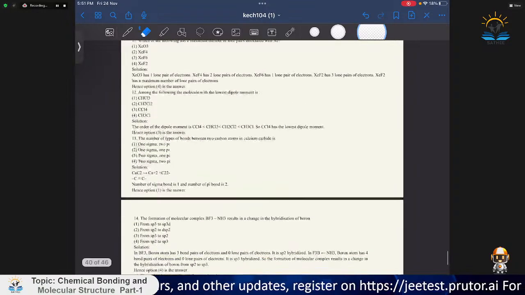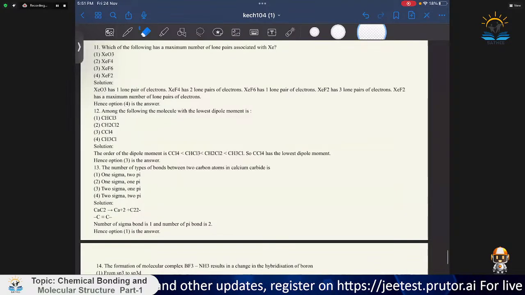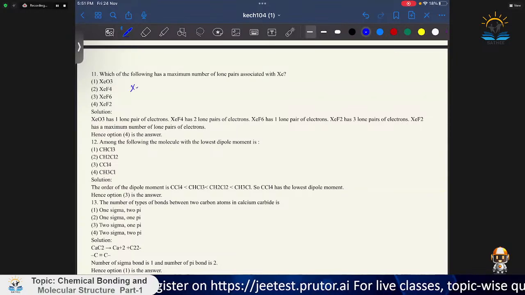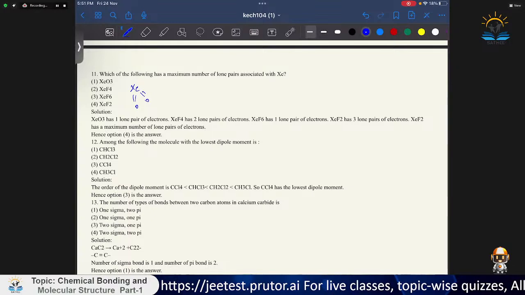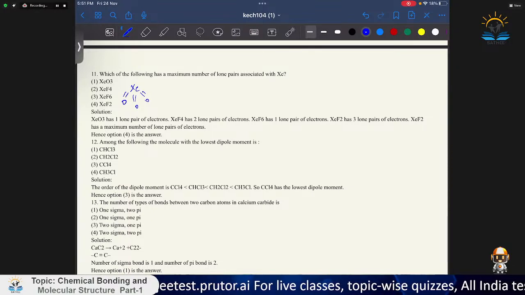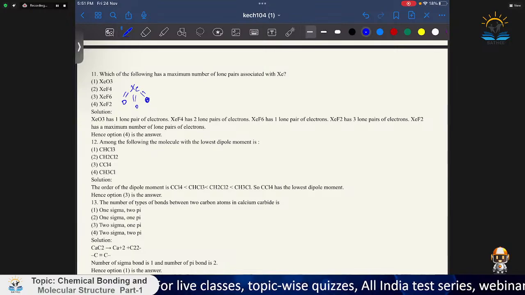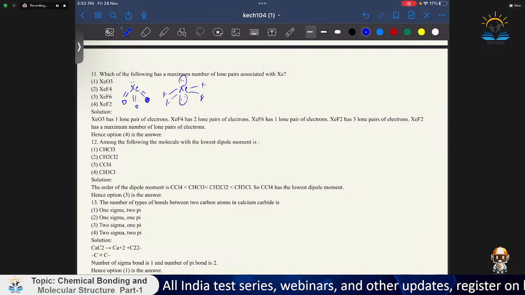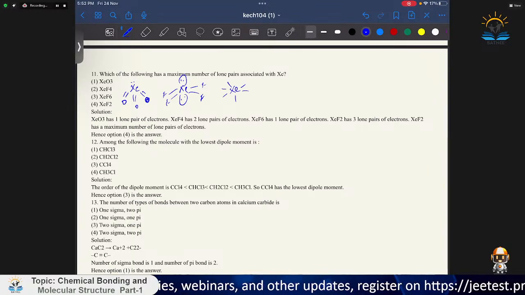Which of the following has maximum number of lone pairs associated with xenon? Let us calculate the lone pairs. XeO3. For Xe, you just need to satisfy the octet of the outer atom. So to satisfy the octet of each oxygen, we get these 3 bonds and 1 remaining lone pair. XeF4, we have 2 lone pairs. XeF6, we still have 1 lone pair remaining.